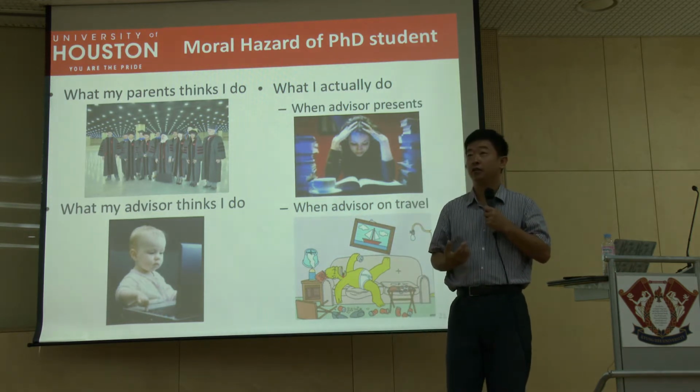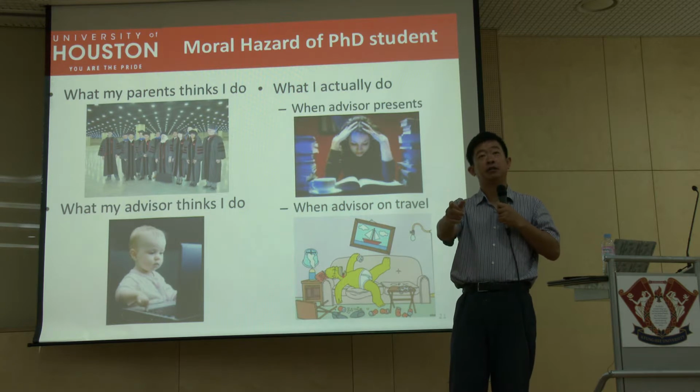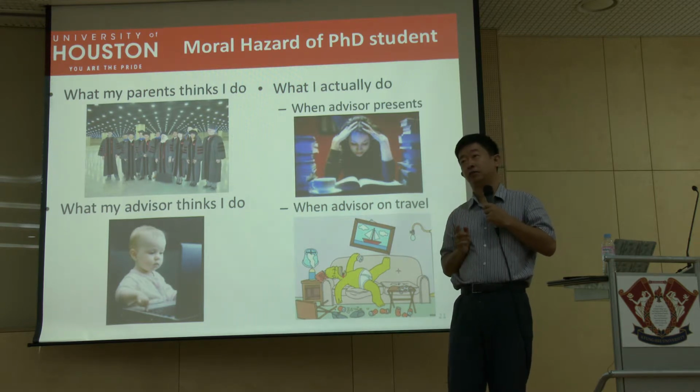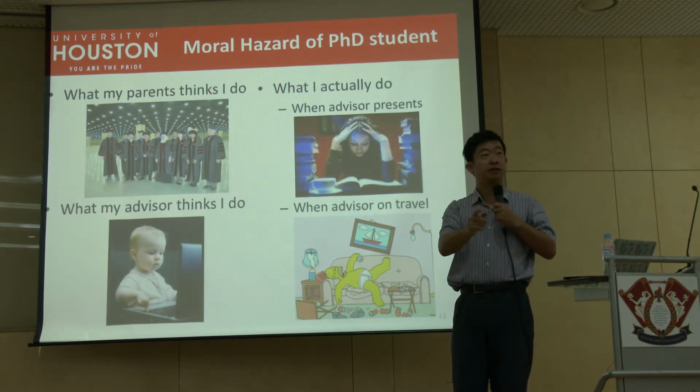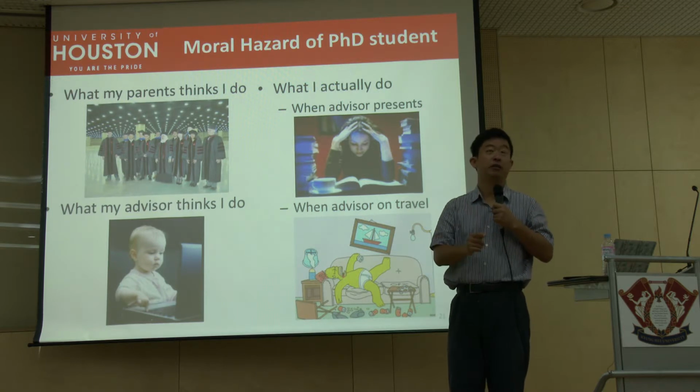Then what's different? I put my students' interest in line with my interest. So my quickest student graduated in 3 years. This Hong Wing, as a matter of fact, he can graduate in 2 years.